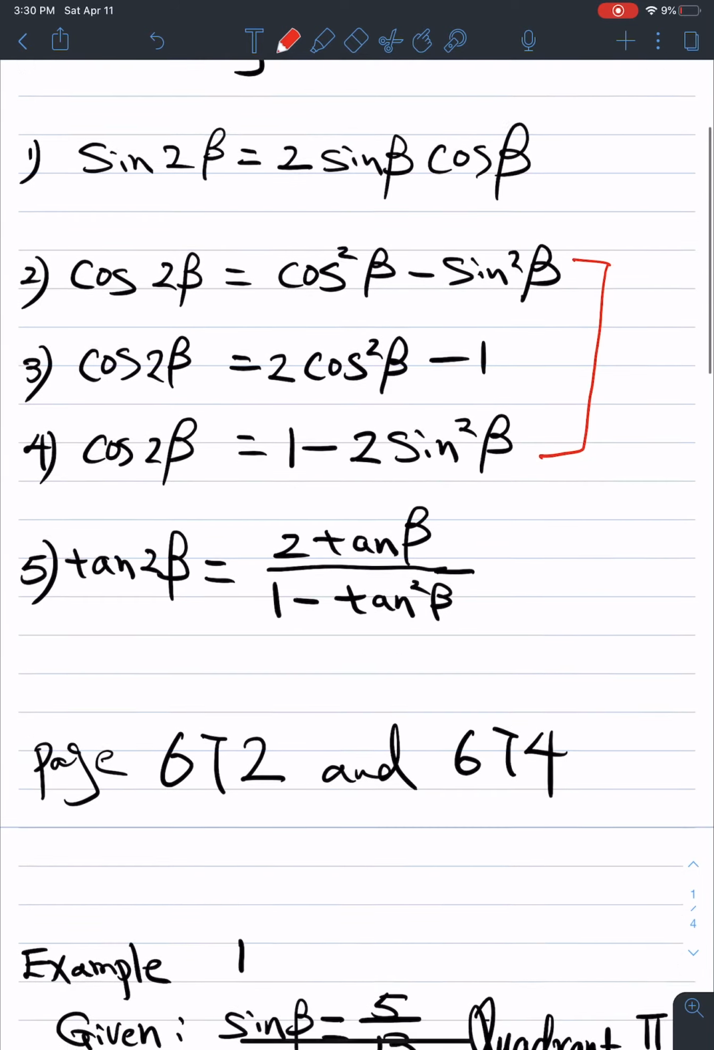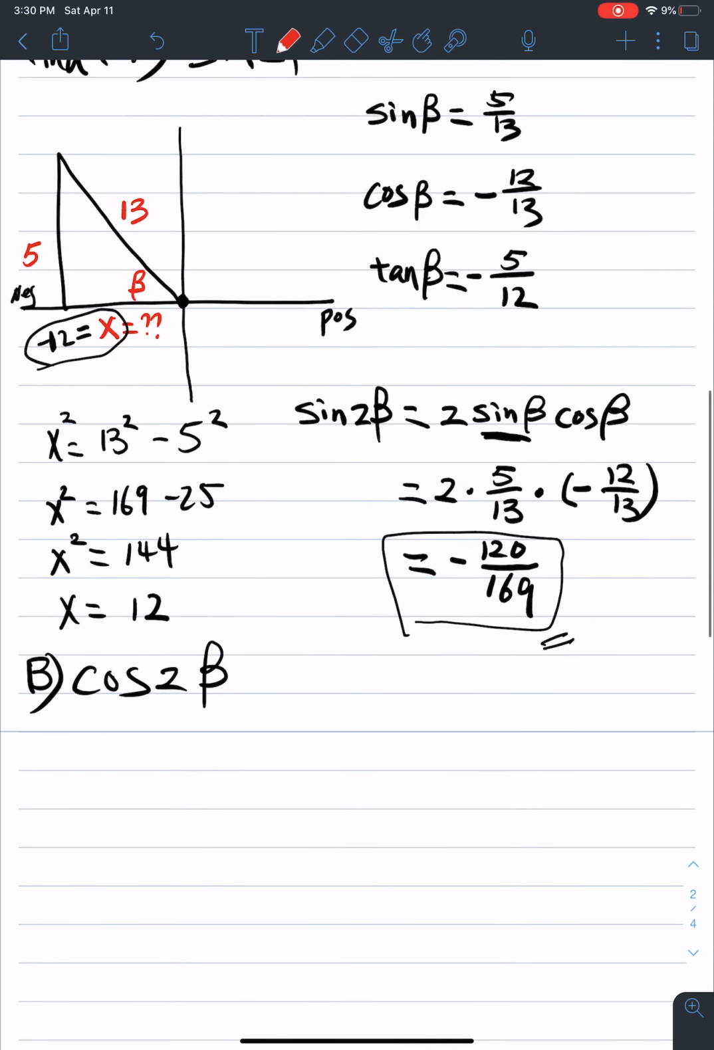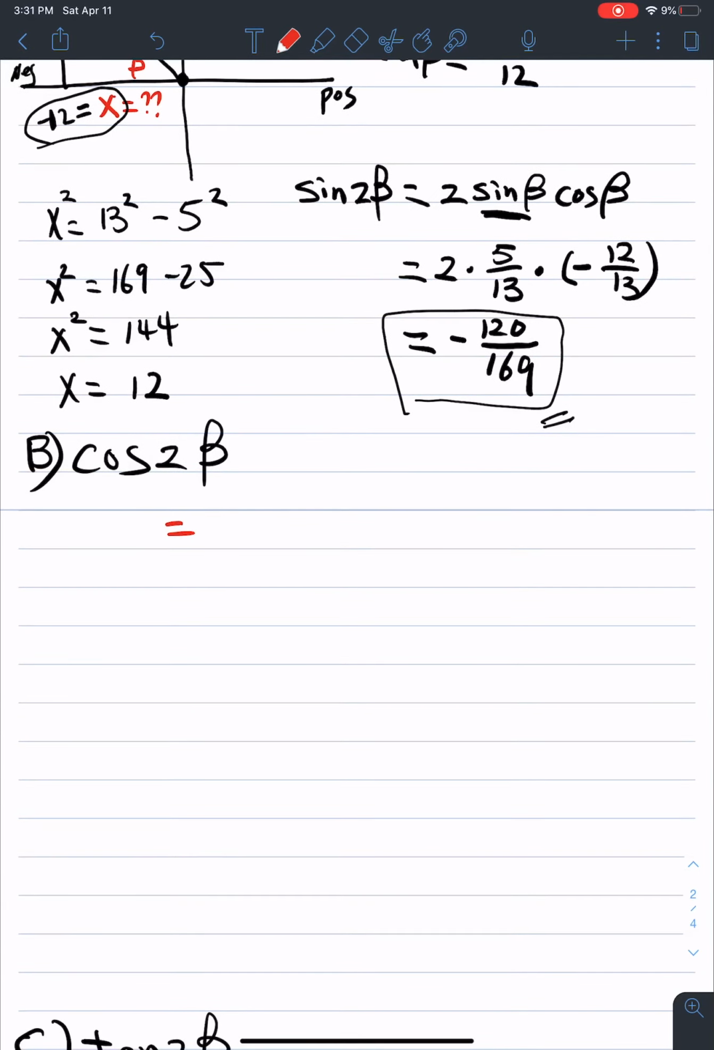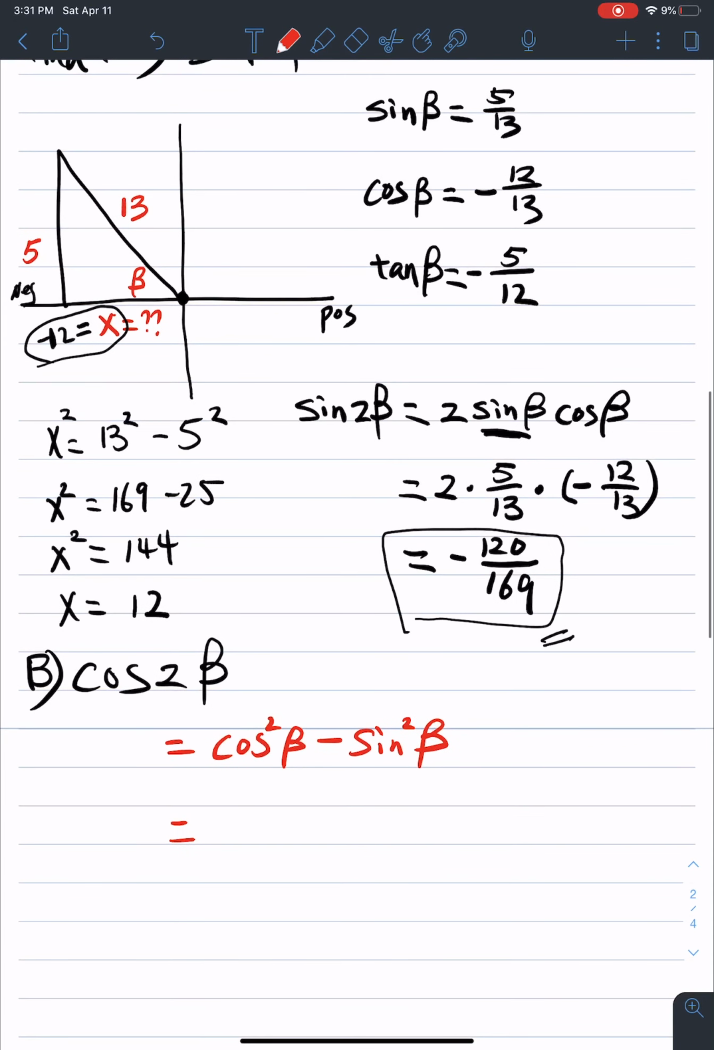Let's go back to part 2. So I am picking the second formula. So for cosine double angle, I pick what? Cosine squared minus sine squared. Do I know the cosine? Yes. We found that. That is the cosine, squared, minus what? Sine. That's the sine, 5 over 13 squared.